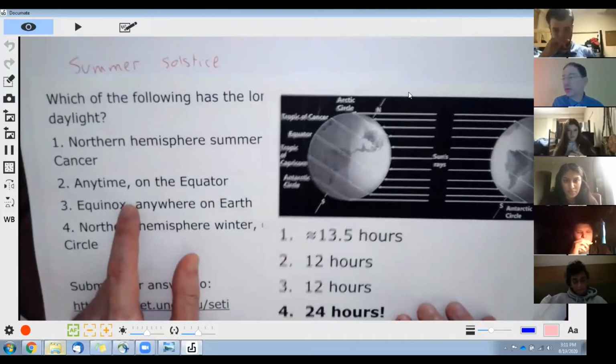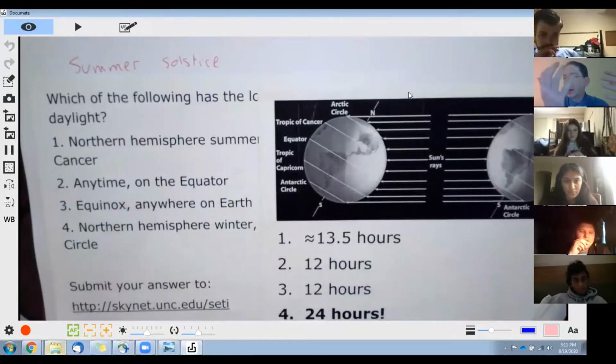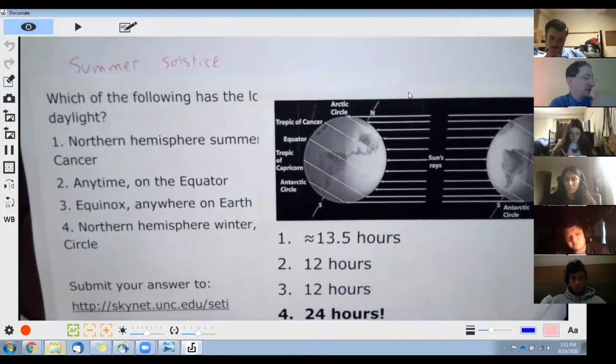Equinox, anywhere on Earth, as we just discussed, that's the point in the orbit where it doesn't matter where you are on Earth, since the tilt's not towards the sun or away. It's 12 hours a day, 12 hours a night.